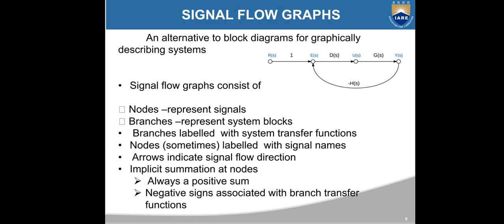Implicit summation at nodes is always a positive sum. Negative signs are associated with branch transfer functions.